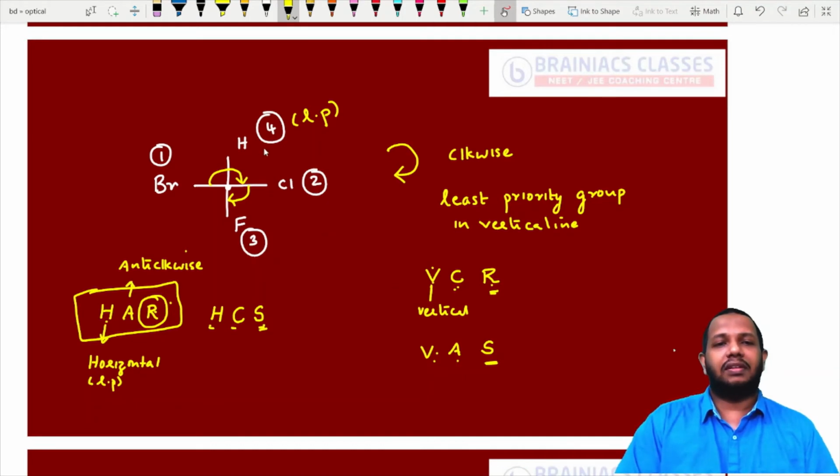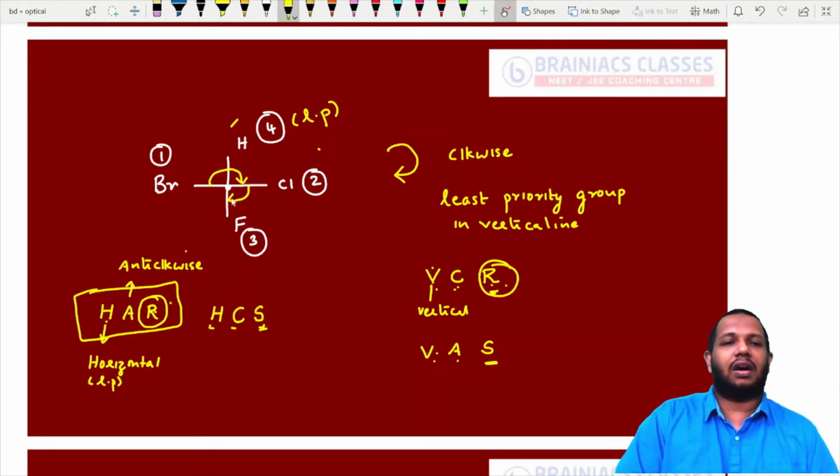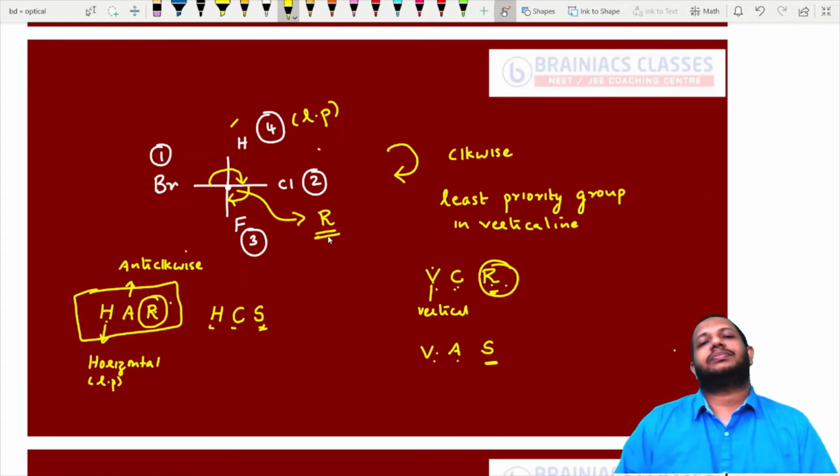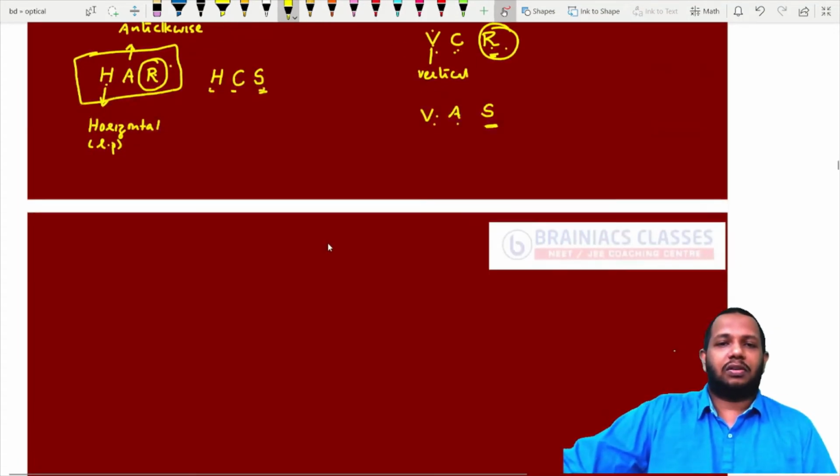Now in our case, in this question, we got V, vertical, and you got clockwise. If it is clockwise, then now tell me what is the configuration? R. So the answer here is R. Clear? Now we will do more questions to understand this.